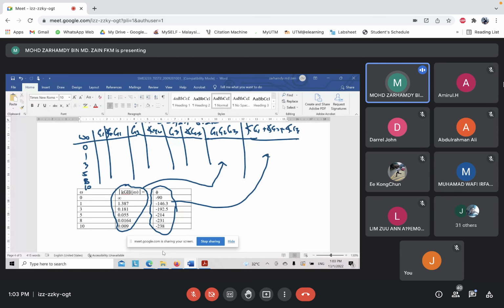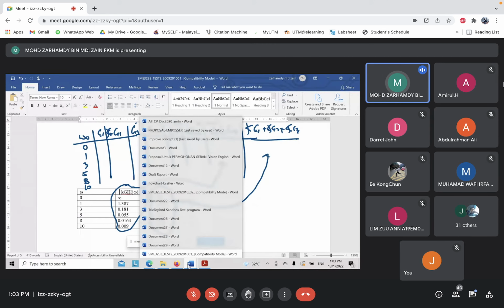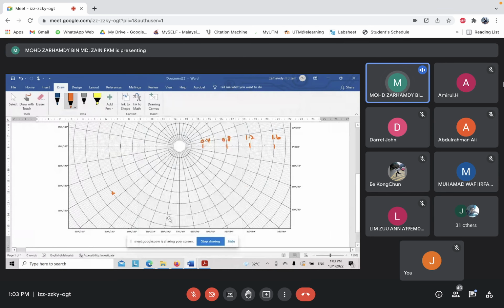Then apa lagi? Kita tengok lagi 0.2. Okay, 0.2, negative 192. Okay, 0.81. 0.81 ni 0.2. Here lah, somewhere here close to 0.2. 192 is 180, 192, somewhere sini, lebih kurang.